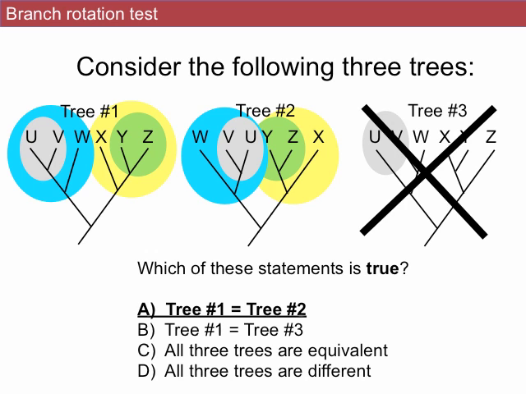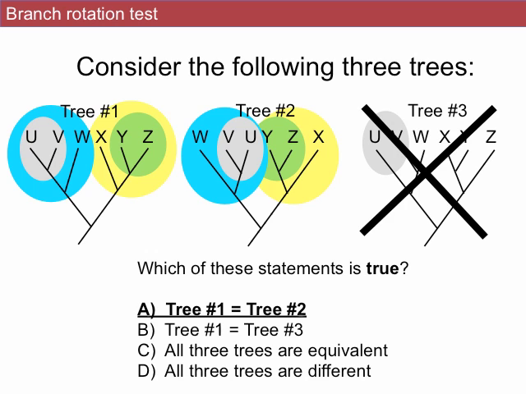So tree number 3 is topologically different than tree number 1 and tree number 2. It means something different in terms of the evolutionary history of the organisms. So we're going to throw that one out and then keep comparing the trees.